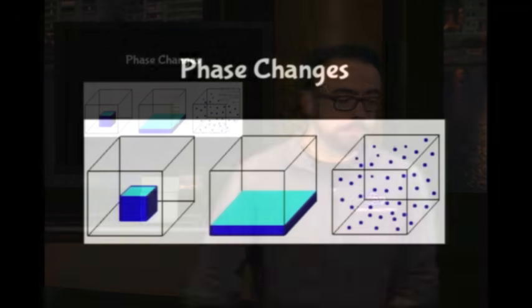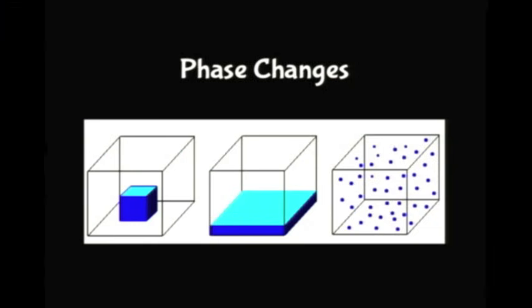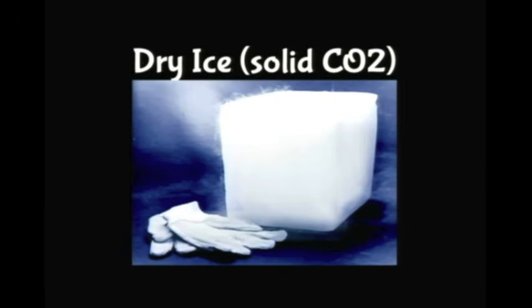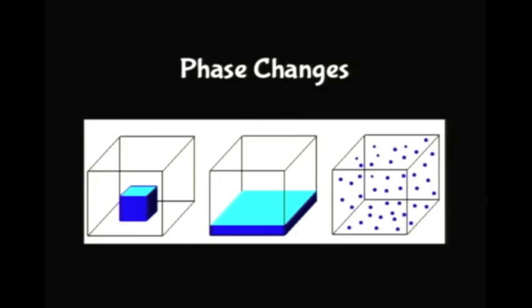Now there are some examples where something interesting happens and we can skip over that middle phase and go directly from a solid to a gas. Does anyone know what this is called? This is called sublimation. You may have experienced sublimation if you've ever seen dry ice. Dry ice is solid carbon dioxide. It's 110 degrees below 0 Fahrenheit, and it will go directly from a solid, which you can see here, into a gas. We can also go the other direction.